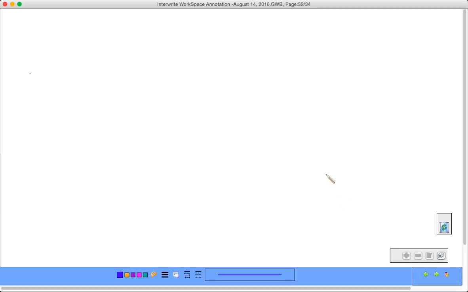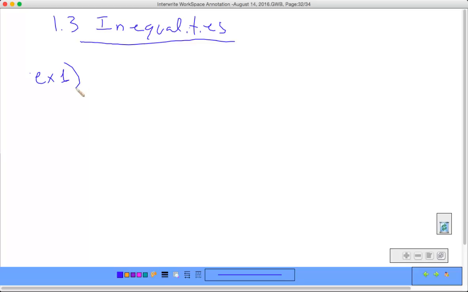All right, so today we talked about inequalities. So we're going to pick up with that. So this is 1.3. A couple extra notes for you for today, okay? So the first example I want to do is negative 5x is less than negative 25.